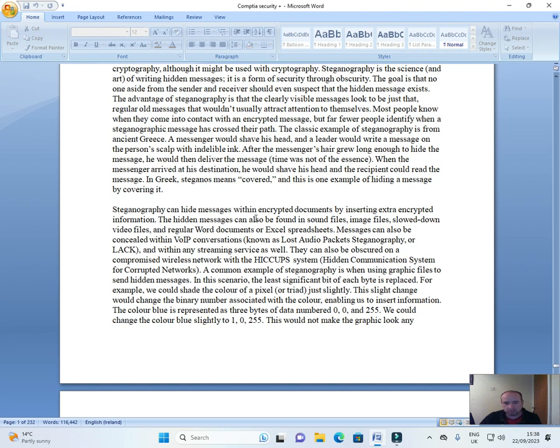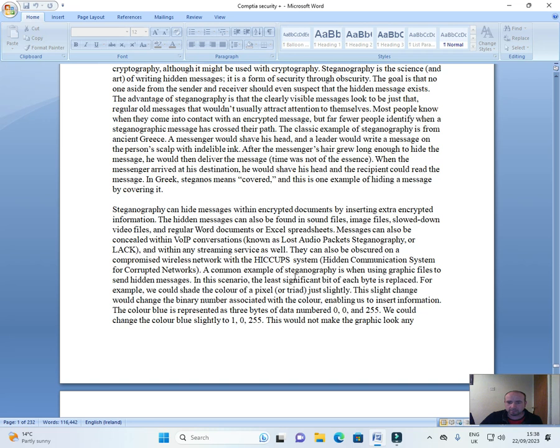Steganography can hide messages within encrypted documents by inserting extra encrypted information. The hidden messages can also be found in sound files, image files, slowed down video files, and regular Word documents or Excel spreadsheets. Messages can also be concealed within VoIP conversations, known as lost audio packet steganography or LACK, and within any streaming service as well. They can also be obscured on a compromised wireless network with the HICCUPS system, hidden communication system for corrupted networks.